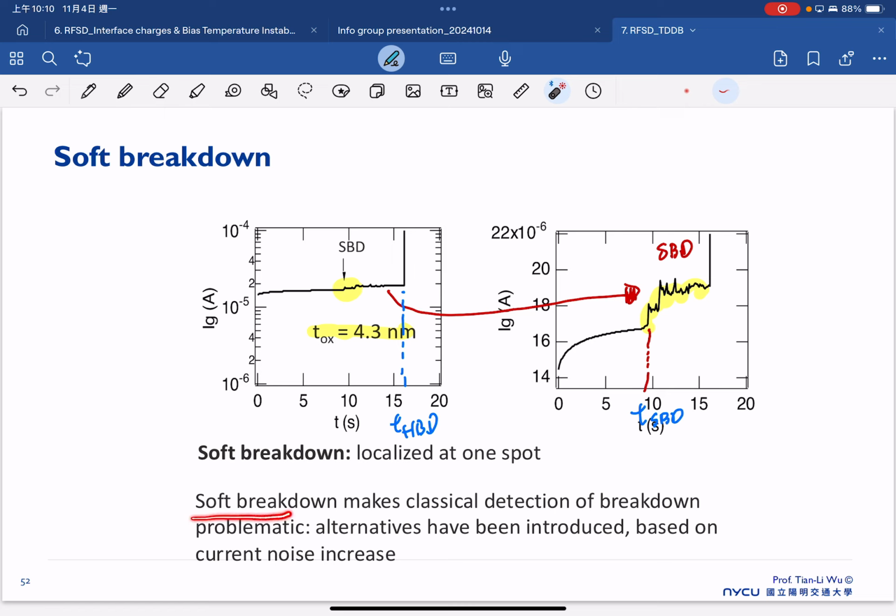Usually the soft breakdown makes classical detection of the breakdown a problem. Basically we have a huge problem trying to detect the soft breakdown, because the soft breakdown is not that obvious to see compared to this one. That's why we always try to use current noise. If we see the current noise increase, then we can define that point as a soft breakdown.